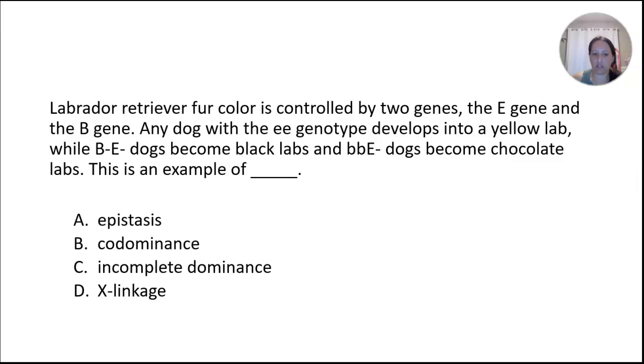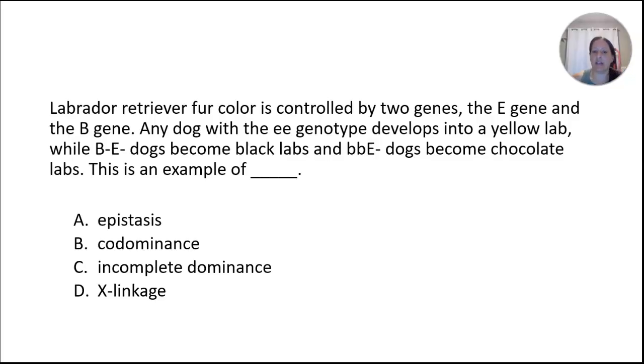But there's a special relationship here. It says any dog that is little e, so homozygous recessive for the E gene, develops into a yellow lab. While any dog that is big B dash, big E dash, becomes a black lab, and little b, big E dash, becomes a chocolate lab. And so you have to kind of understand this example. And again, I went over it in a previous lecture, chapter 12, part 3 maybe.